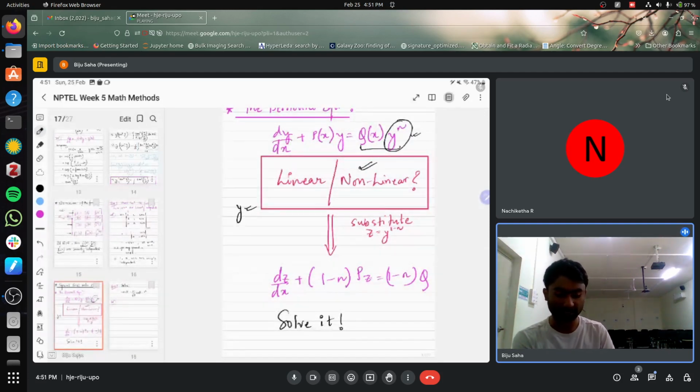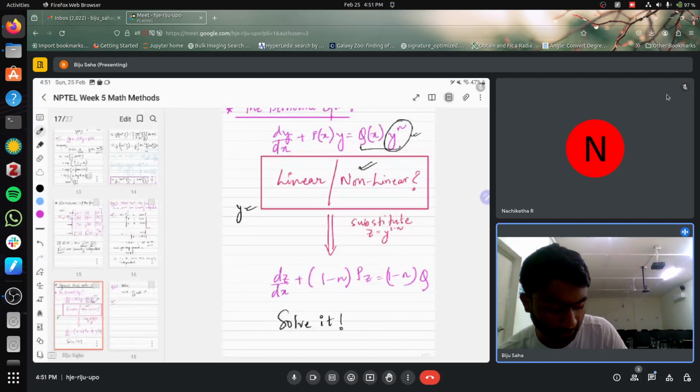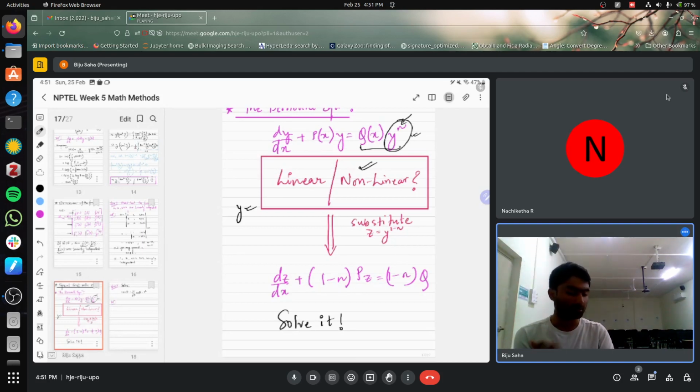Now make it to be z, which is equal to y raised to the power of 1 minus n. So the power n which appeared here, take 1 minus n and make a change of variable where z is equal to y raised to the power 1 minus n. So when you substitute that particular value in this equation, replace everywhere where y appears with this, and also take the derivative, like what dy by dx would mean in terms of z. You can easily do it, and ultimately the form looks like this.